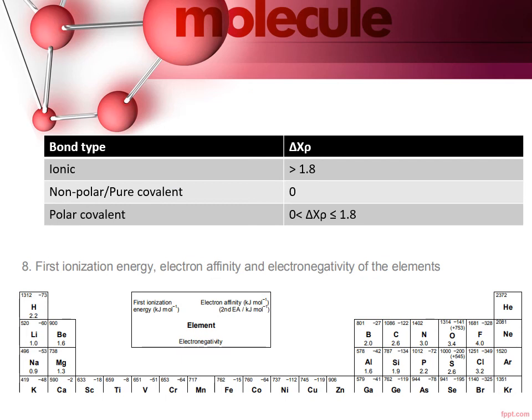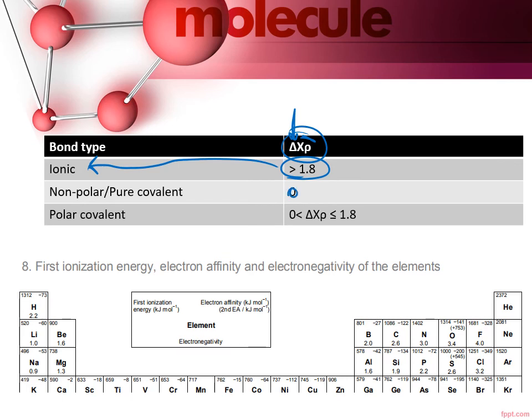How do I know if something is polar or nonpolar? We're going to look at the change in electronegativity. So I pull up the electronegativity differences. If the electronegativity difference is greater than 1.8, we're going to call this ionic, even if it's non-metal. That's really weird, right? But IB says if it's greater than a 1.8 electronegativity difference, it really is going to have more of an ionic set of properties than covalent.